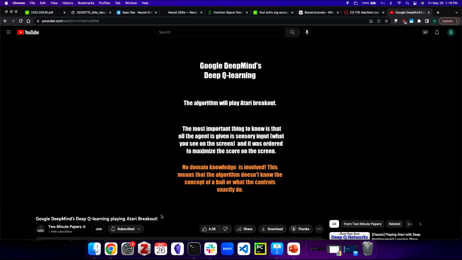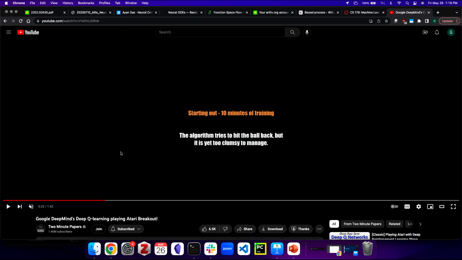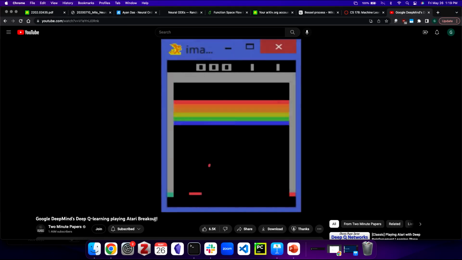I won't play the sound, but as I said, your agent really has no idea how to play this game from the get-go. And so after 10 minutes of training this agent, so 10 minutes of real time just having your agent play this game, the algorithm learns at least how to kind of move towards the ball, but it's really not playing the game all that well. It's kind of guessing at this point still. So it, as you can see, learns to move towards the ball, but still definitely struggling here.